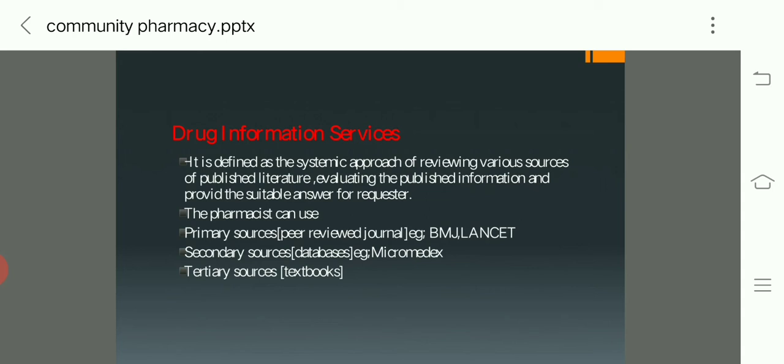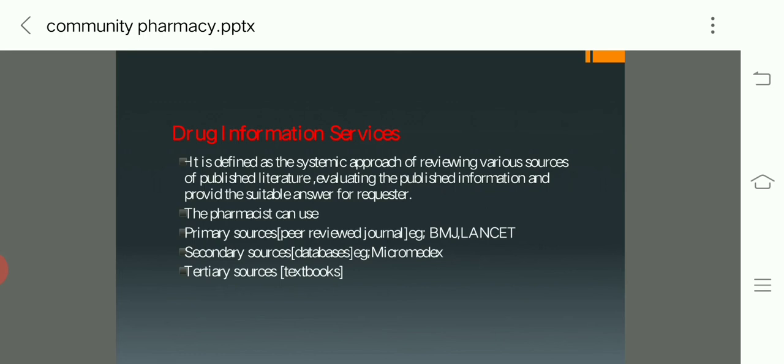Nowadays, we all know a lot of newer drugs are coming to the market. The government is authorizing the companies themselves to give information about their new products to the common people. The companies are always giving favorable and biased information about the drugs. So now the pharmacist has to act. He has to review all the available sources about the drugs and evaluate whether it is biased or unbiased.